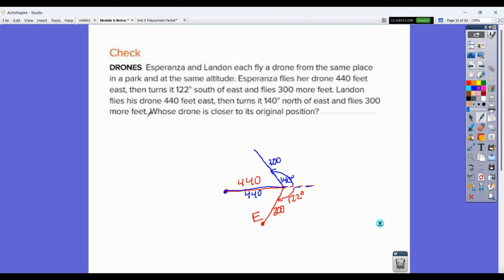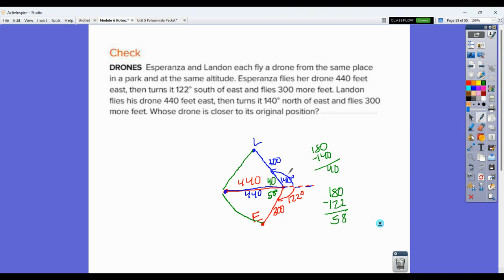And so we're trying to figure out whose drone is closer to the original position. So this would be Landon right here. And we can finish this off with a triangle to where we would have Landon's distance and Esperanza's distance. And if this is 122, I'm going to do 180 minus the 122, which is going to give me 58 degrees. So this is 58 degrees. And then I'm going to do the 180 minus the 140, which is going to give me 40 degrees.